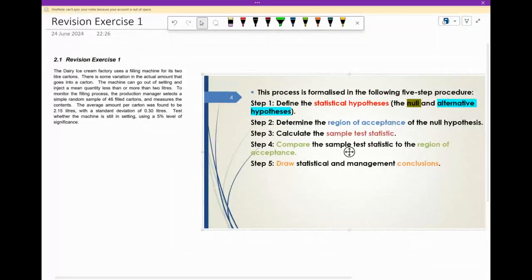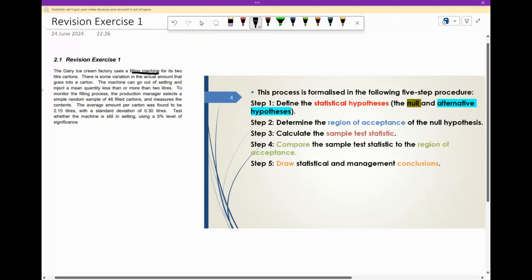So here you can see the first scenario. They're saying the dairy ice cream factory uses a filling machine for its 2-liter cartons. There is some variation in the actual amount that goes into the carton. The machine can go out of setting and inject a mean quantity less than or more than 2 liters.